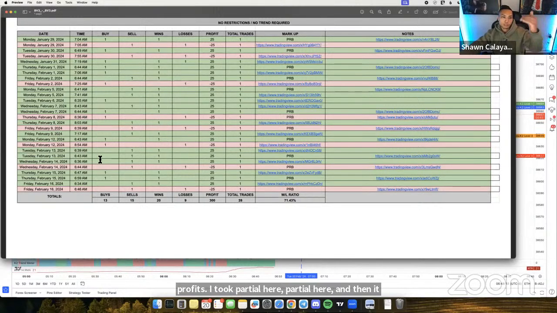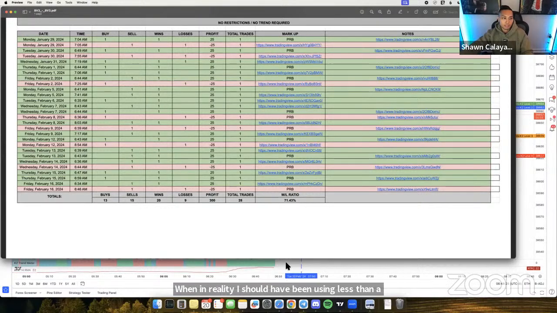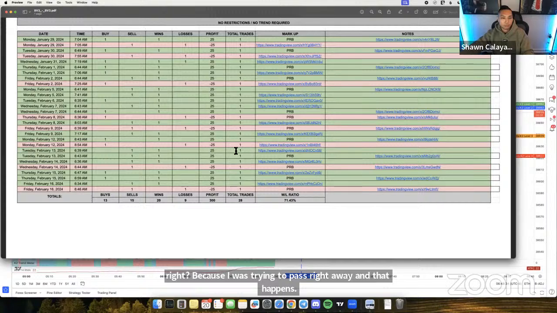So my max drawdown would keep climbing down. And the problem is that I was taking too big of a contract size. I was taking 12 contracts when in reality I should have been using less than 10, because I was trying to pass right away. It happens. I got FOMO, got nervous, and ended up pulling early.